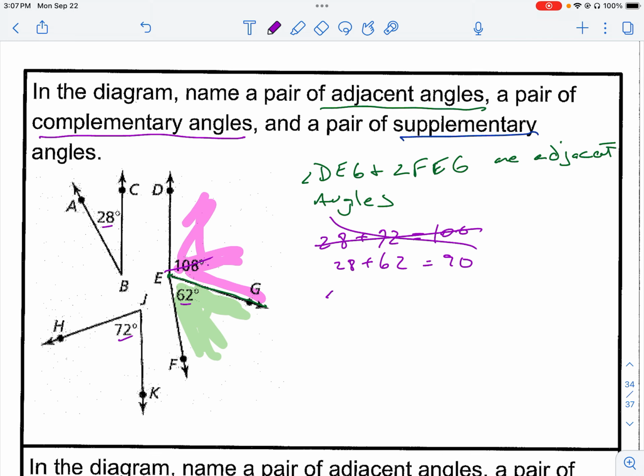So I've got angle ABC and angle FEG are complementary.